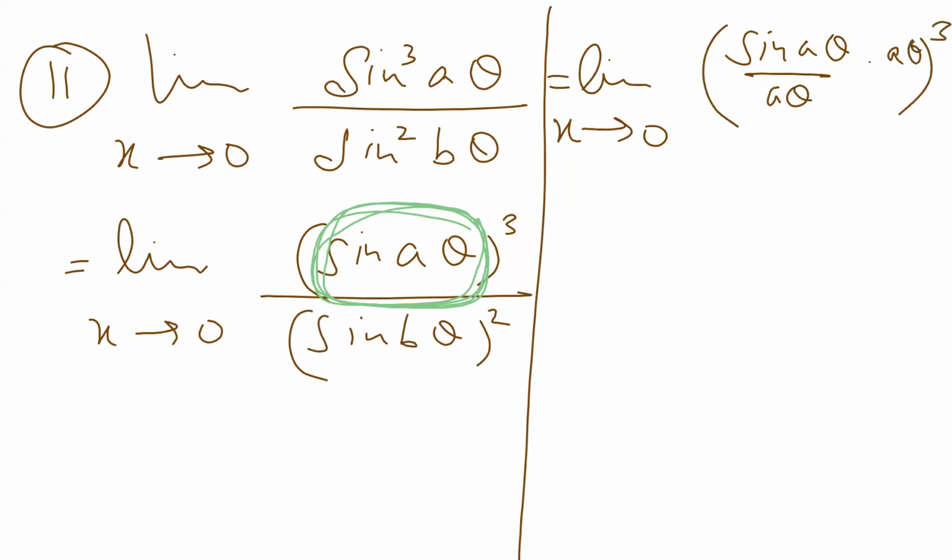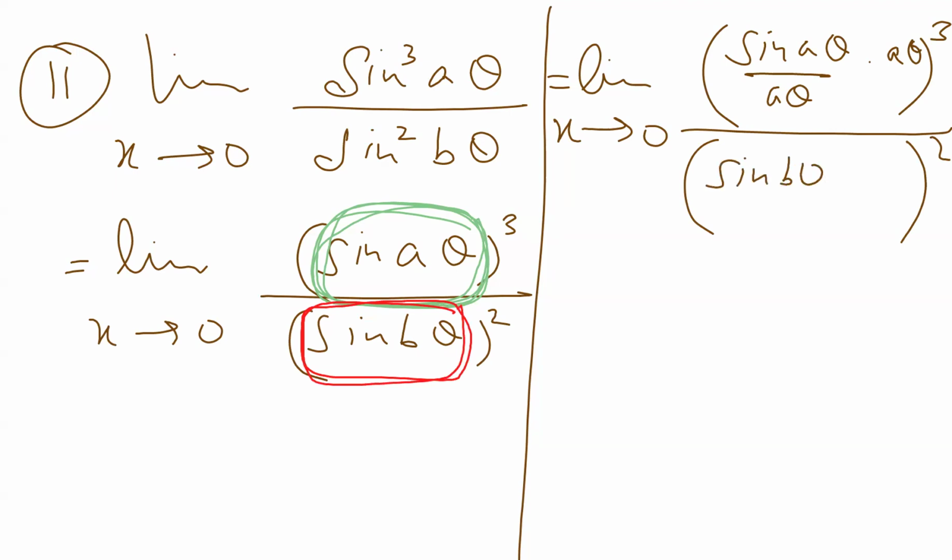Okay. Girls, down in the denominator, there is sine b theta. Multiply and divide by b theta. Multiply and divide by b theta.